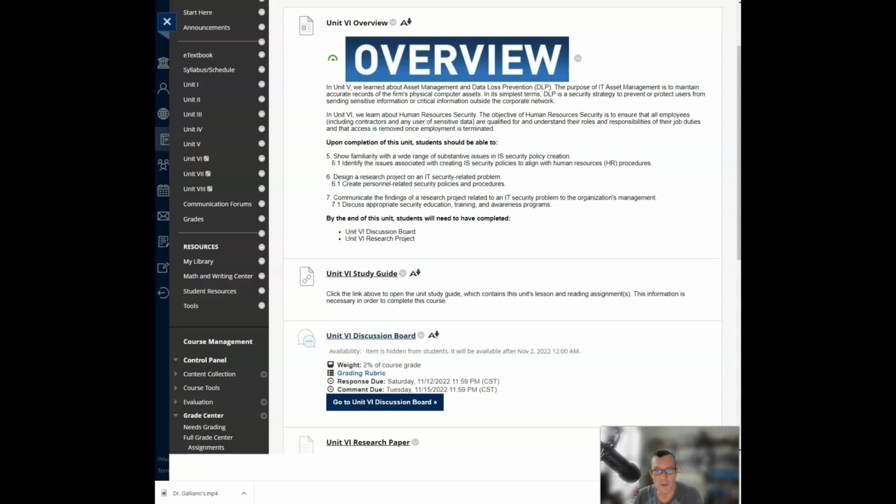Number 2, design a research project on an IT security related problem. And that's going to be a personnel related policy and procedure, how we might create and implement one of those. And then number 3, communicate the findings of a research project related to an IT security problem to organizational management. And for that, we're going to do it in the context of a security education training and awareness program. Now, this unit is aligned to Chapter 6 in the textbook, Human Resources Security. The topics we will cover in this unit include the employee life cycle, the importance of employee agreements, and the importance of security education and training.